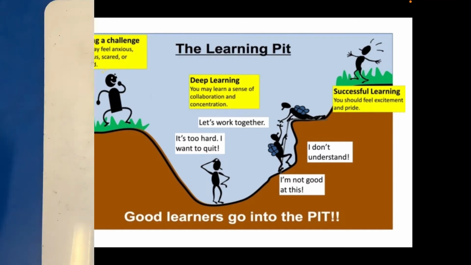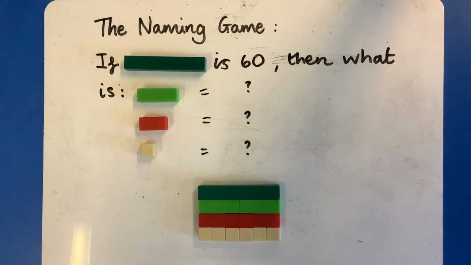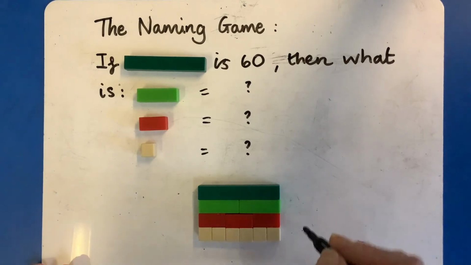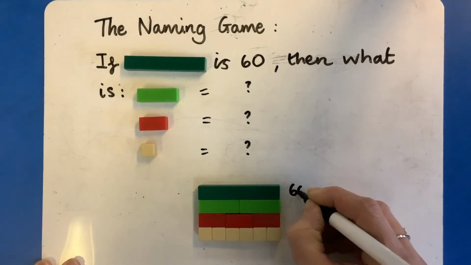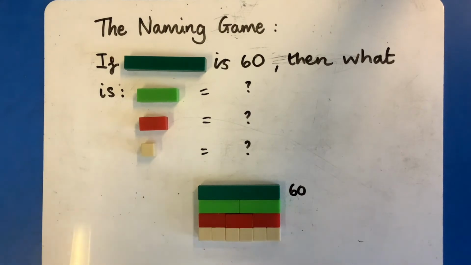Well done. Okay, Year 4, so let's play the naming game. If dark green is 60, then what is light green, red and white? Let me model to you. So this is 60. This is our whole.